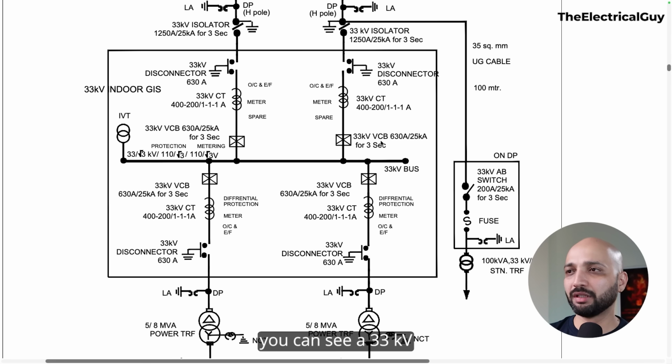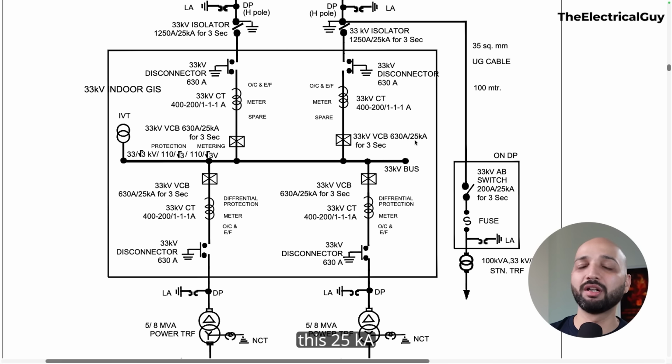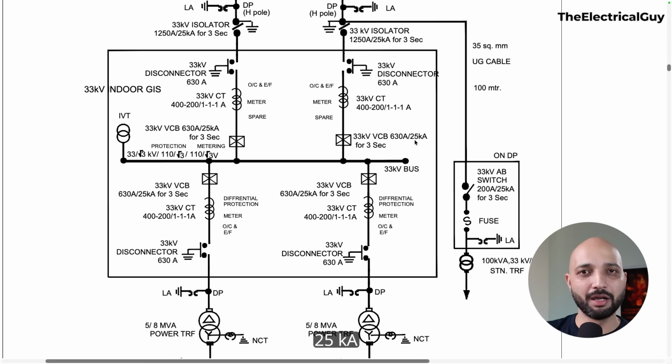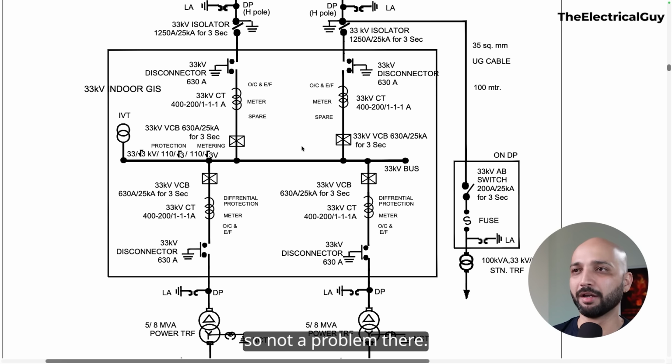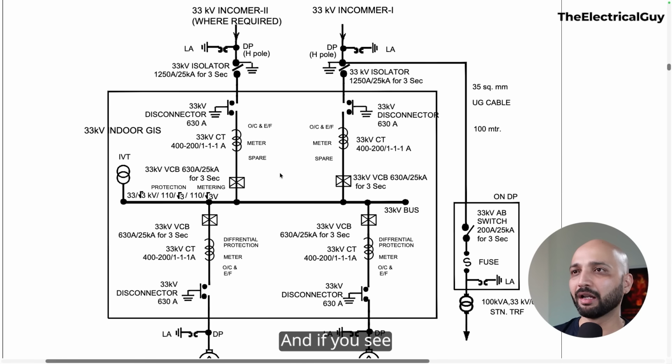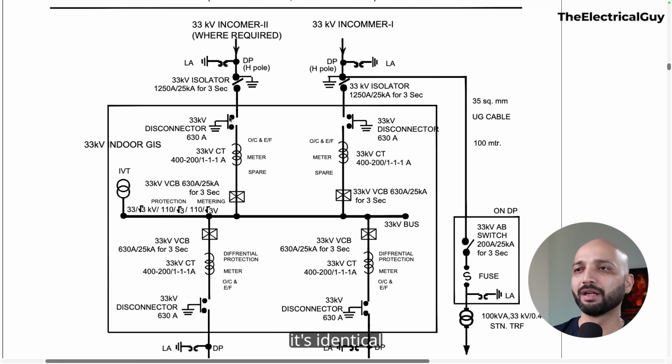And after that you can see a 33 kV vacuum circuit breaker is used, which is 630 ampere and 25 kiloampere for 3 seconds. Now for circuit breaker, this 25 kiloampere is the breaking current. Circuit breaker is capable to break 25 kiloampere within 3 seconds. They do it within milliseconds, so not a problem there. And from there you can see it is connected to a 33 kV bus bar that will be inside the panels. And if you see incomer 2, it's identical to that of incomer 1.